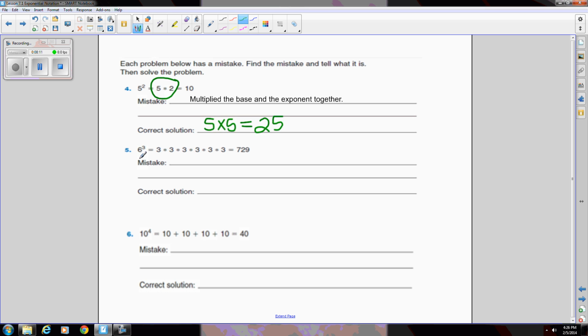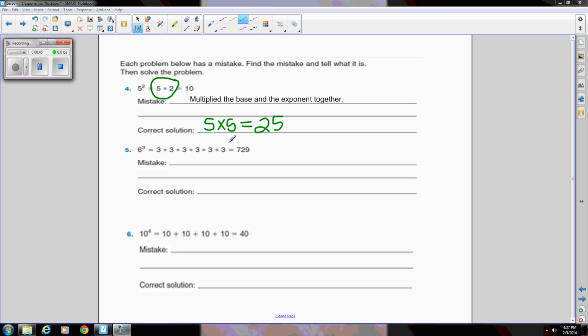How would you read this in exponential notation? 6 to the 3rd, right? And another trick with the 3 is you can say cubed. How we said squared up here with the 2, the 3 you can say cubed, or you can say 6 to the 3rd. It's up to you. Right? We need to figure out what they did wrong. They have 3 times 3 times 3 times 3 times 3 times 3 equaling 729.